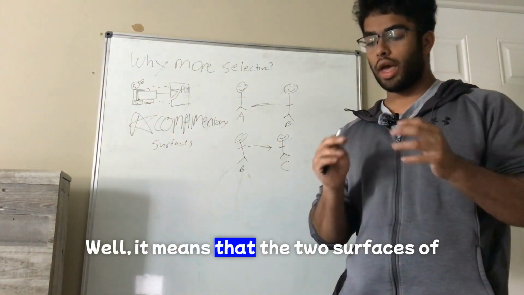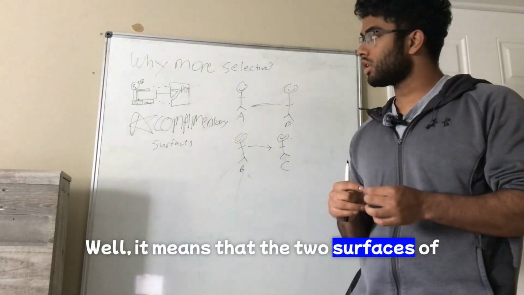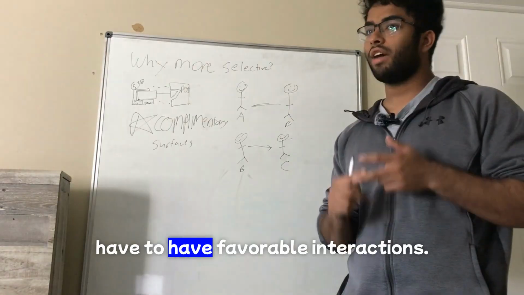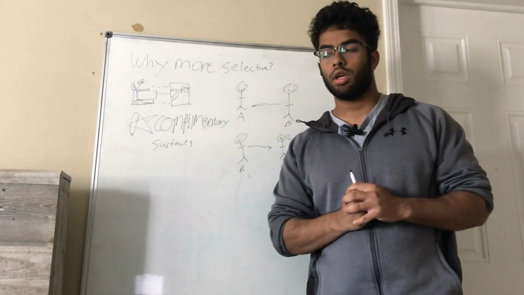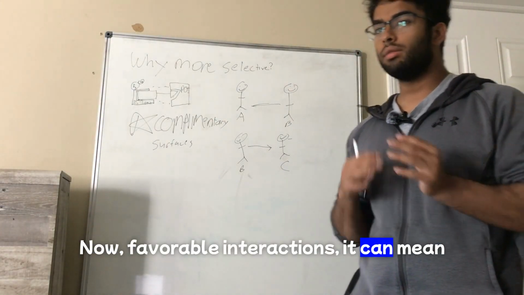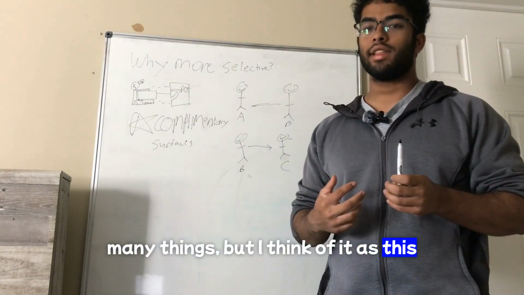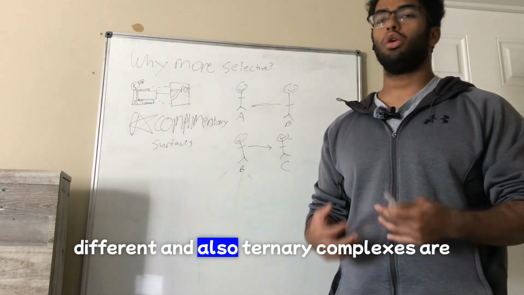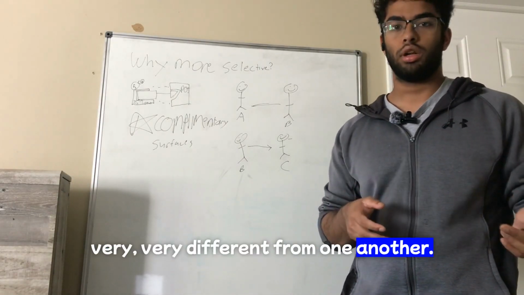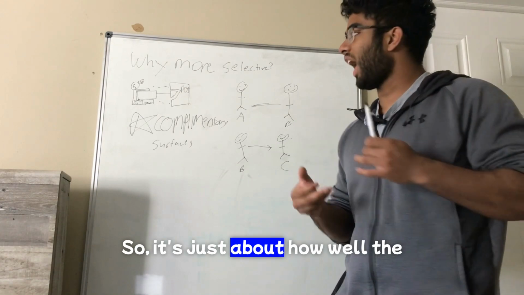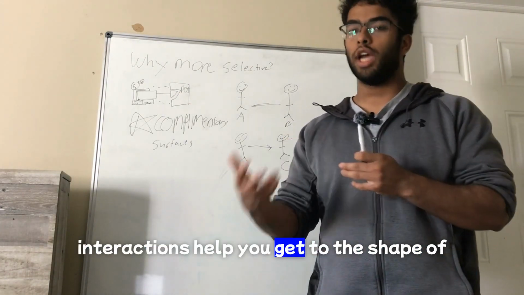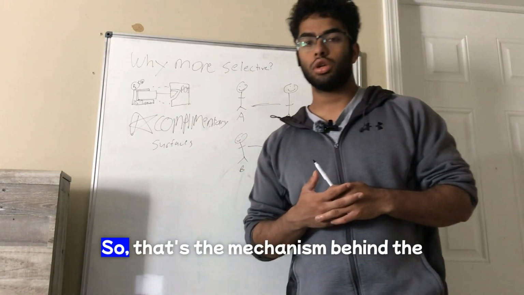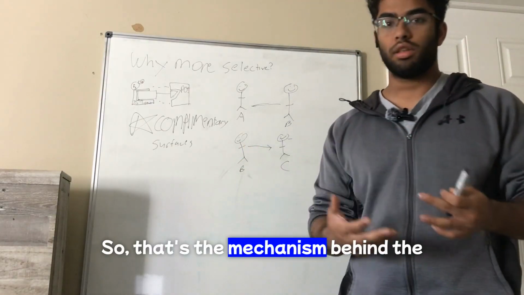Well, it means that the two surfaces of the protein, the surface of the E3 ligase and the surface of the protein of interest, have to have favorable interactions. Now, favorable interactions can mean many things, but I think of it as this individualistic thing because proteins are very, very different, and also ternary complexes are very, very different from one another. So it's just about how well the interactions help you get to the shape of the ternary complex you want, right? So that's the mechanism behind the selectivity.